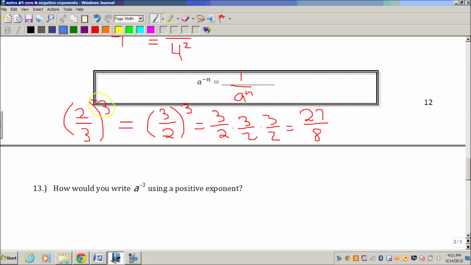So at the top of page 13, we see question number 13: how would you write a to the negative 3 using a positive exponent? To rewrite that, the negative exponent tells us to take the reciprocal of the base. Well, the reciprocal of a is 1 over a. So now this becomes 1 over a to the third power. You can write it like that. You can also write 1 over a, 1 like this, 1 over a to the third power. They are equivalent.